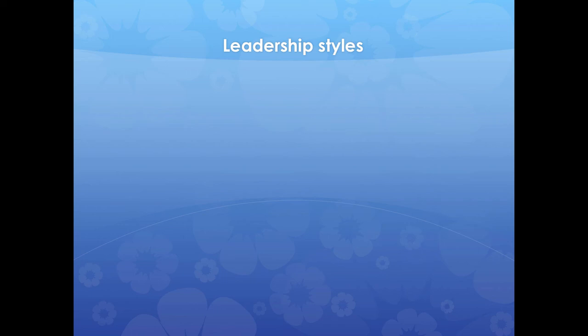So let's brainstorm here a little bit about what leadership styles do you know? You can think of yourself, think of one of your role models, maybe think of somebody you hate that's a terrible leader. Not all leadership styles are good.